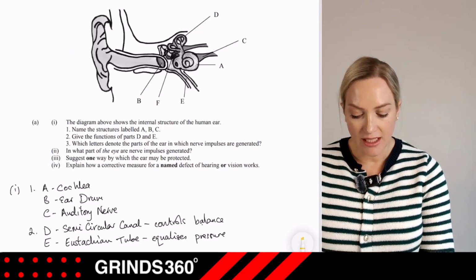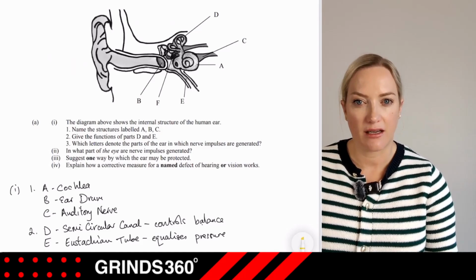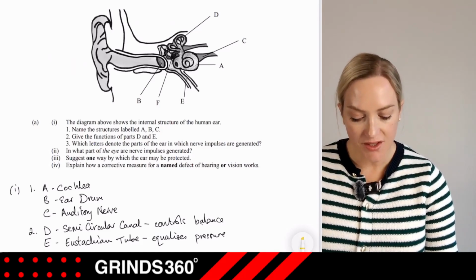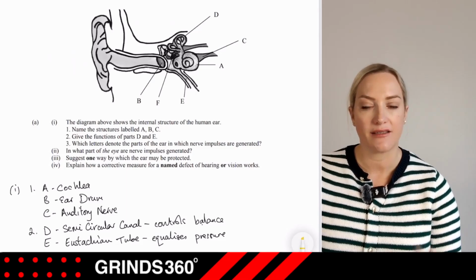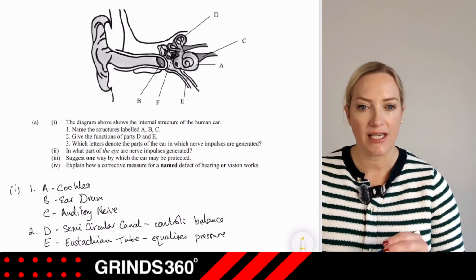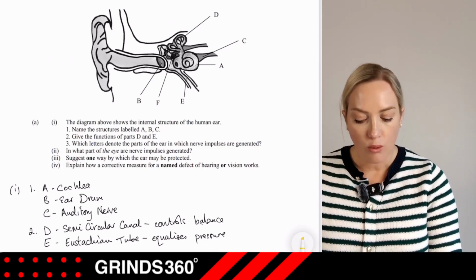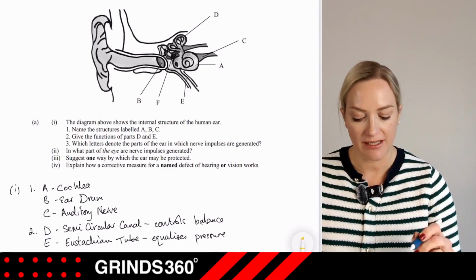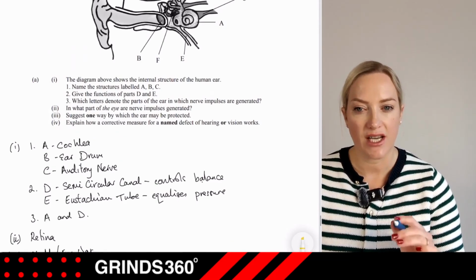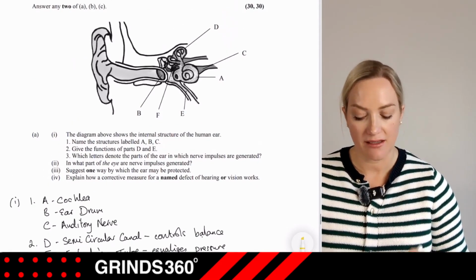Then we're asked to give the functions of D and E. D is your semicircular canal. E is your eustachian tube. What's the function? D, your semicircular canal, is going to control balance, and your eustachian tube is going to equalise pressure. Which letters denote the parts of the ear in which nerve impulses are generated? Nerve impulses are generated in A, the cochlea, and also D, the semicircular canals.